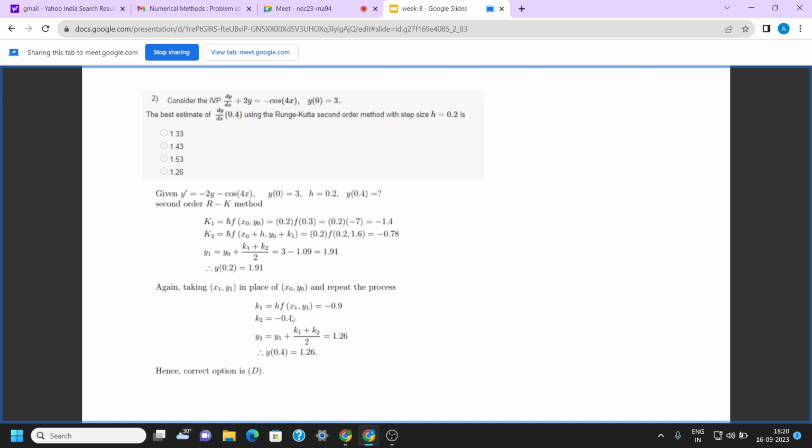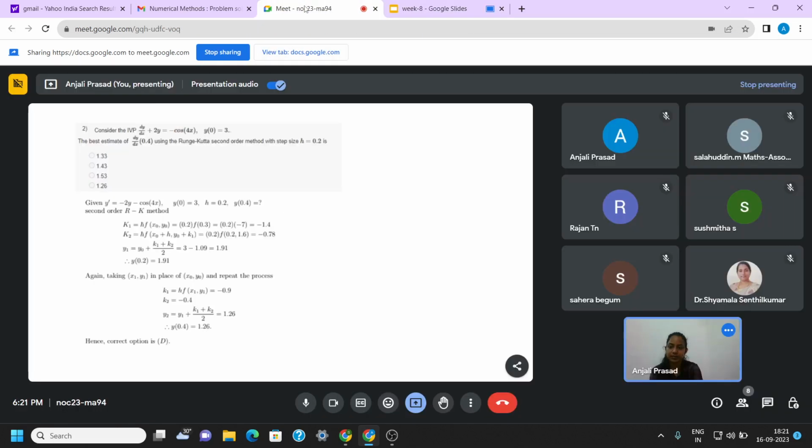Now once you have got k1 and k2, you can find out y2. So y2 will be, by the Runge-Kutta second order method, y1 plus k1 plus k2 divided by 2. Okay. So here k1 is minus 0.9 and k2 is minus 0.4 and y1 is 1.91. So substitute those values, you will get 1.26. Fine. Therefore, y of 0.4 is 1.26. Okay. And the correct option is D. Just check your calculations. If you have doubt in any of the steps, tell me.